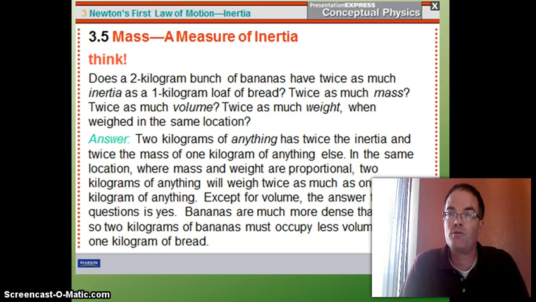Well, kilograms measures mass, and mass, we said, is a measure of inertia. So the 2 kilogram bunch of bananas would have twice as much inertia as a 1 kilogram loaf of bread. It would have twice as much mass. But it wouldn't necessarily have twice as much volume. In fact, the bananas probably would take up less space. The weight depends on where you weigh it. If you weigh it on Earth both times, if you're comparing the bananas and the bread on Earth, then yes. If you compare the bananas as they would be on Earth to the bread on the moon, then no. Weight can change.